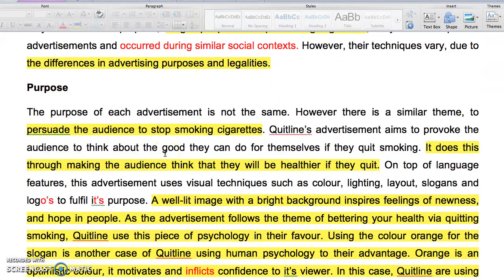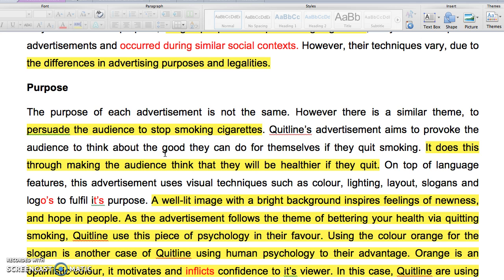Purpose. Now, you need to go back to the PowerPoint where I do make clear that the purpose of any advertisement is to enable the target audience to remember the product and to create a desire in the audience through some kind of emotional connection to want to buy the product. Or in the case of the Quitline, to inspire a change of behavior.